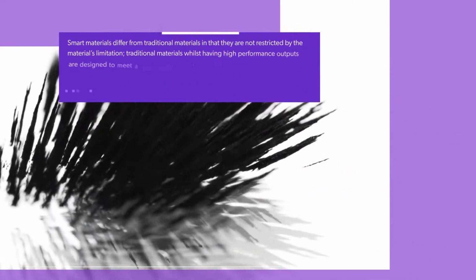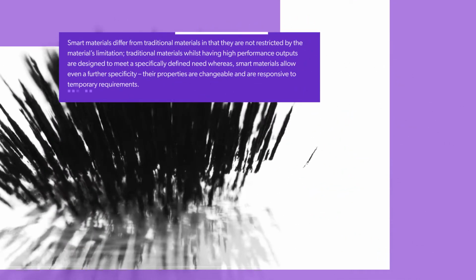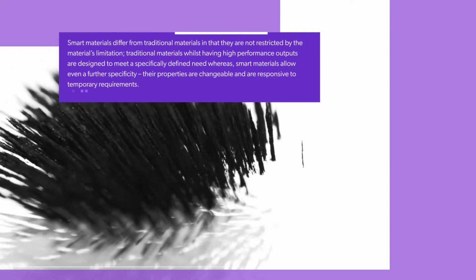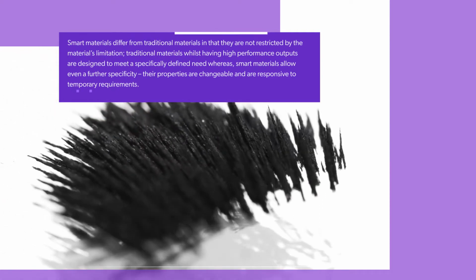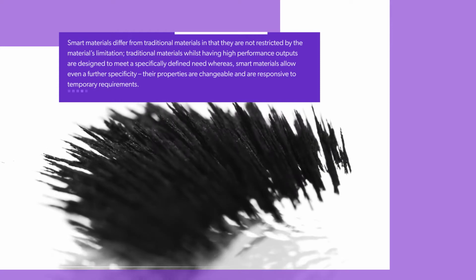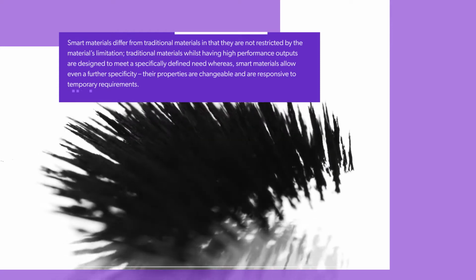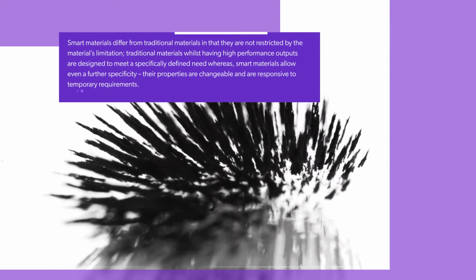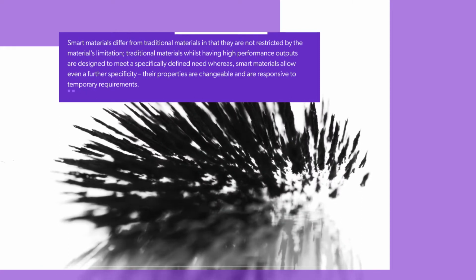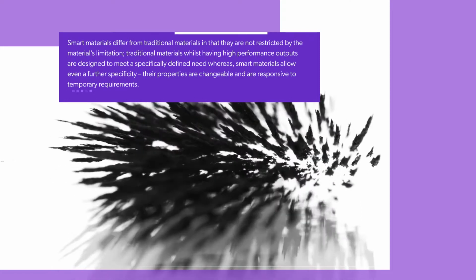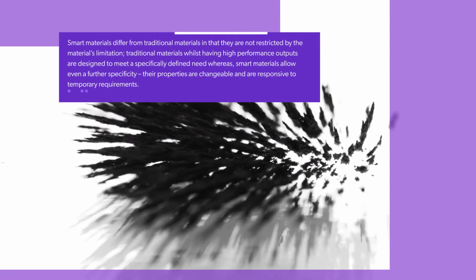Smart materials differ from traditional materials in that they are not restricted by the material's limitation. Traditional materials, whilst having high-performance outputs, are designed to meet a specifically defined need, whereas smart materials allow even further specificity. Their properties are changeable and are responsive to temporary requirements.